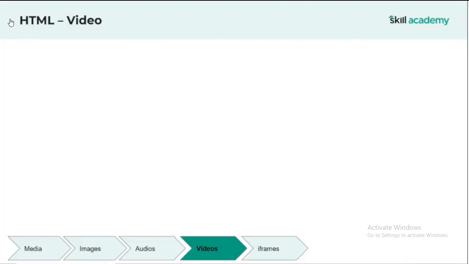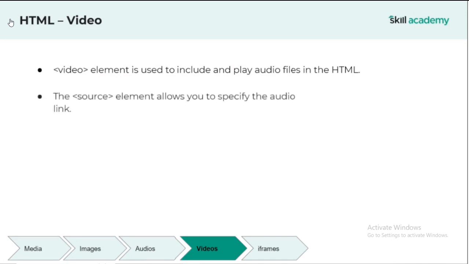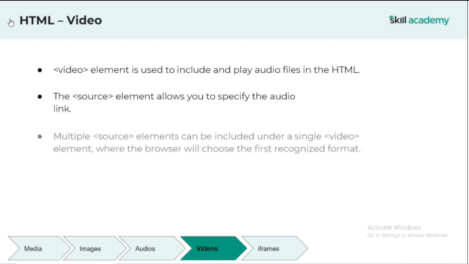So guys, the next media element which we are now going to understand is HTML video. If you want to display a video file in your web pages, you can use video element. So video element is used to include and play video files in the HTML. The source element allows you to specify the video link. Suppose if you want to play an MP4 file that exists in your C drive or D drive, so you can specify that location using source element.